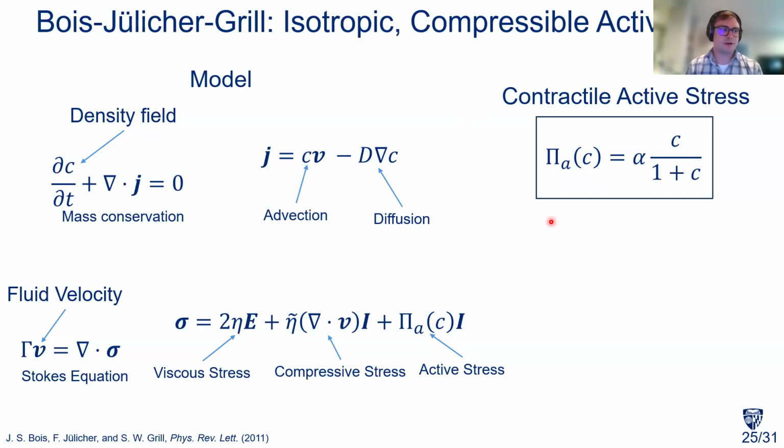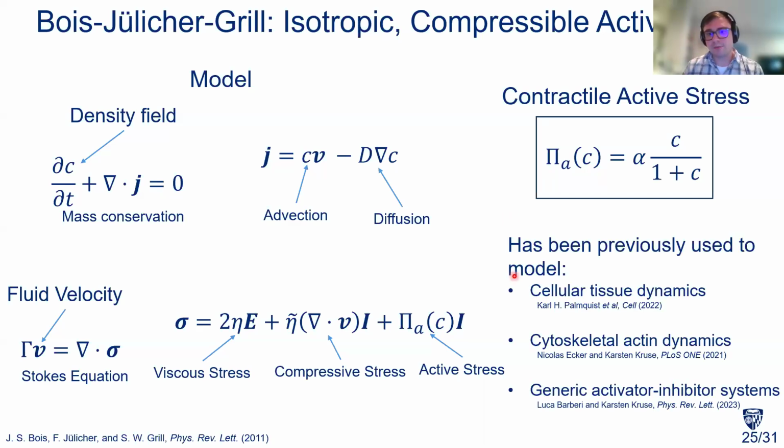Yeah, we are not worrying about the proliferation of the cells in the model, at least as far as we've gotten with the model. But yeah, this model has actually been used in several biological contexts to model different things. It has been used to model tissue dynamics in a different type of cellular tissue. It's been used to model cytoskeletal actin dynamics, and it's also been used to model generic activator inhibitor systems. A slightly more complicated version of the model has been used to do that.